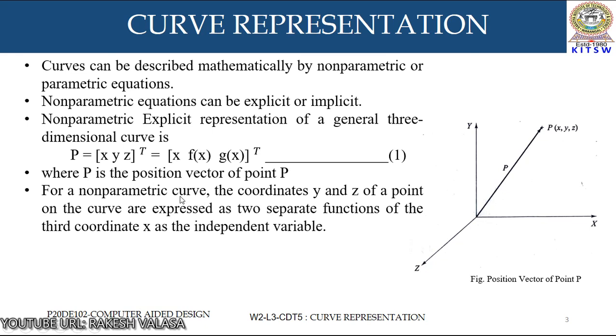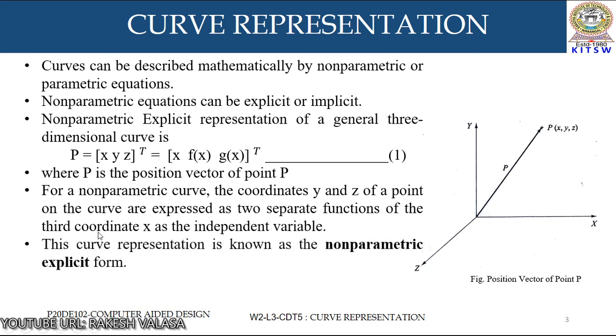Already I have explained that for a non-parametric curve, the coordinates y and z of a point on the curve are expressed as two separate functions. That means y equal to f of x, that is one function, and another function is z equal to g of x. Here the third coordinate x is the independent variable. This type of curve representation is known as non-parametric explicit form representation.